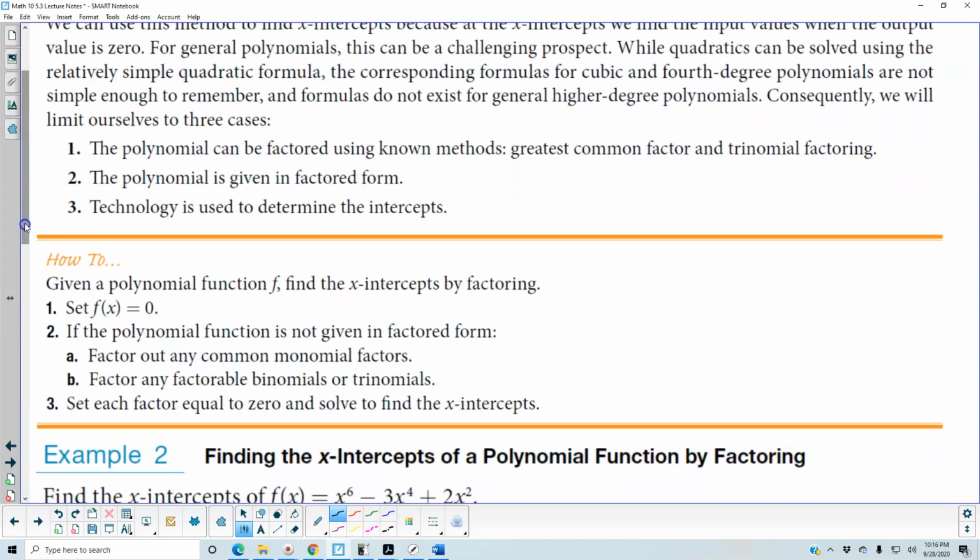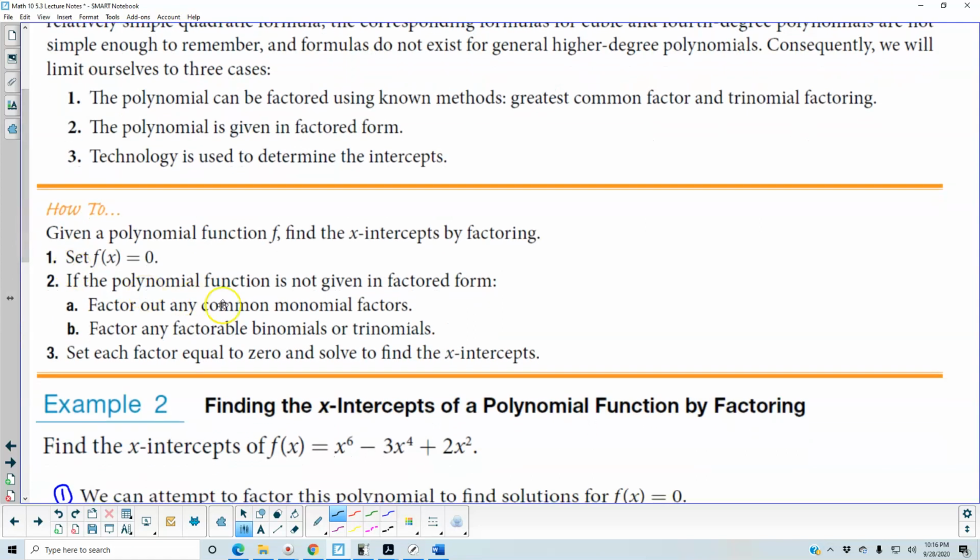Now, given a polynomial function f, find the x-intercepts by factoring. Step number 1, you're going to set the function f of x equal to 0. Step number 2, if the polynomial function is not given in factored form, then part A, you factor out any common monomial factors. Part B, factor any factorable binomials or trinomials. In step 3, you're going to set each factor equal to 0 and solve to find the x-intercepts.